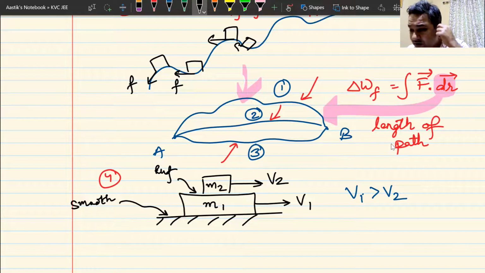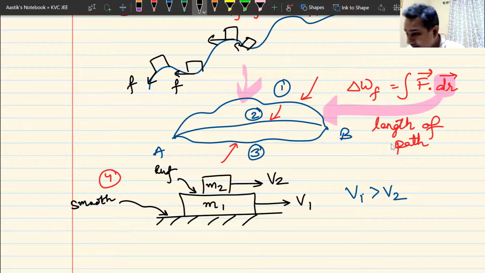What will be the direction of friction? What type of friction will act between M1 and M2? Will it be kinetic or will it be static? That is the first question. Can you answer this? What type of friction will act here between block 1 and block 2? Whether it is static or kinetic? Kinetic friction. Very good. Kinetic friction.